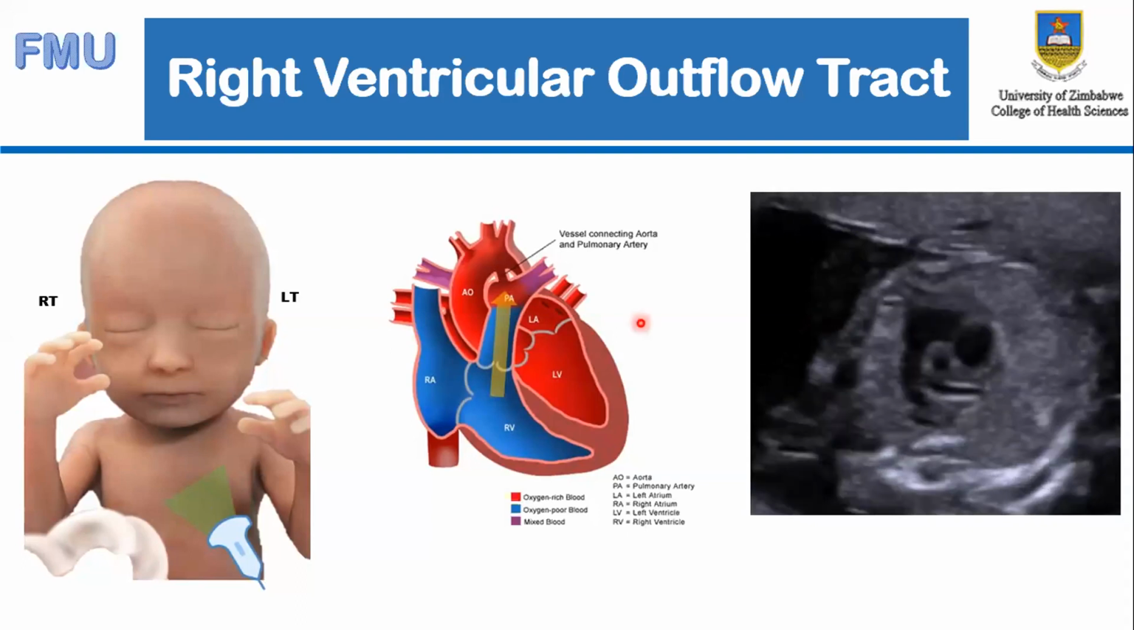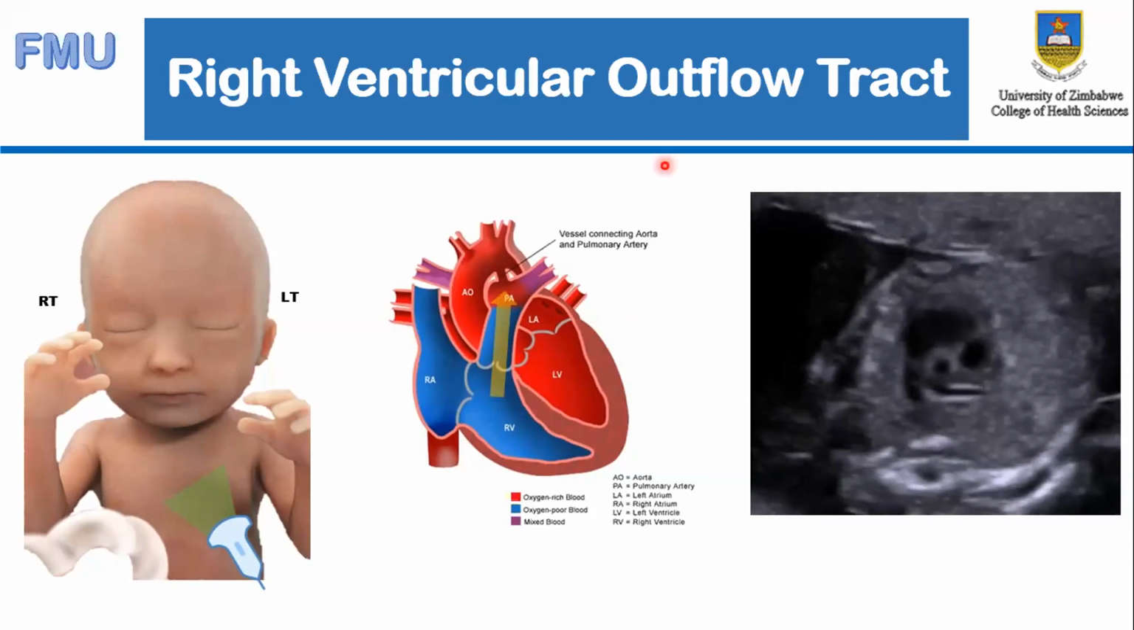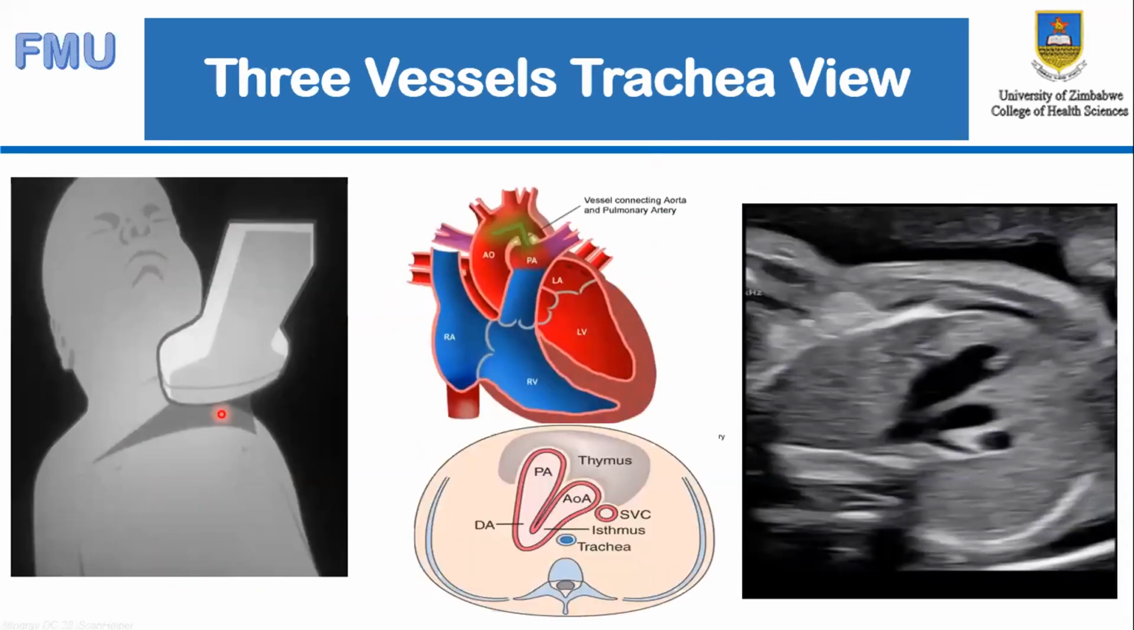Then, if we slide the probe upwards and slightly tilt it towards the fetal left side, we get a view of the three vessel tracheal view. The three vessel tracheal view shows the transverse portion of the aorta and the pulmonary artery, which gives rise to the ductus arteriosus. That's the V configuration that we see over there.